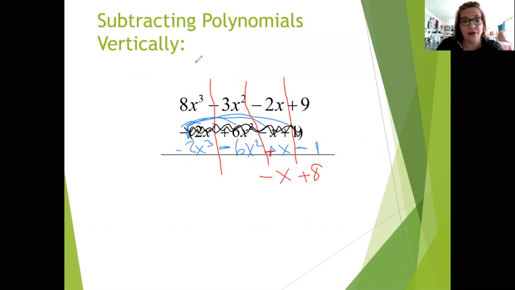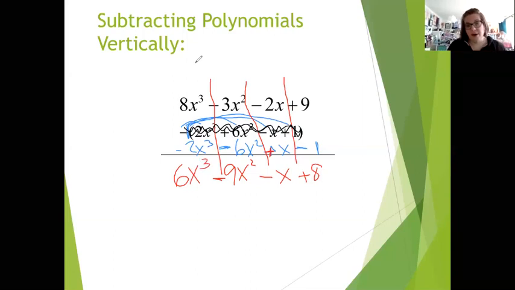I have negative 3x squared minus 6x squared. So those have the same sign. I combine them. They keep the negative sign. 8x to the third minus 2x to the third. 8 minus 2 is 6. And so there is my answer for that one.